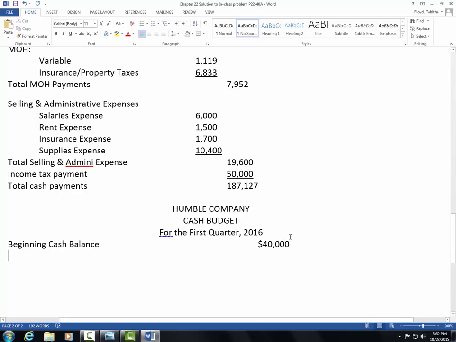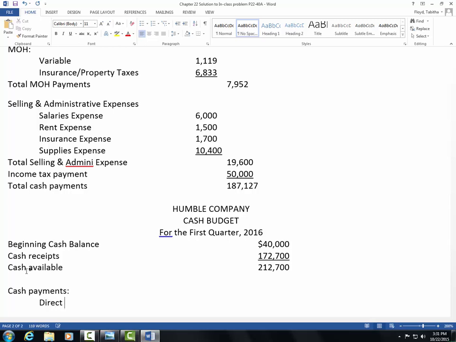Then we're going to increase this amount by our cash receipts from the first schedule that we prepared, and that is 172,700. That gives us our total amount of cash available this quarter, and that is 212,700. Now we're going to subtract out our cash payments.